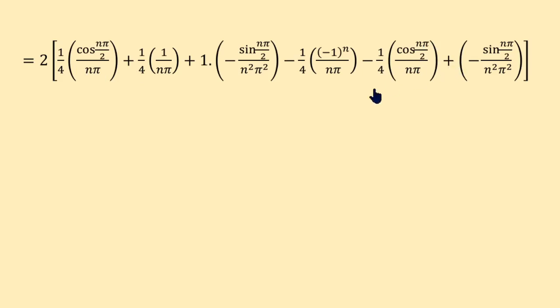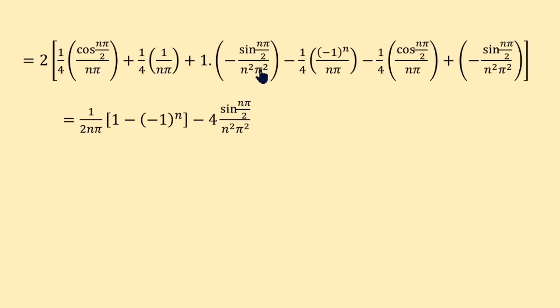These two terms cancel. And here these two become 2 times of minus sin n pi by 2 by n square pi square. And combine these two: 1 by 4 n pi into 1 minus minus 1 power n. Outside, 2 is there. Now, 2 by 4 is 1 by 2 n pi into 1 minus minus 1 power n. Cancel 2. And then one more term here.